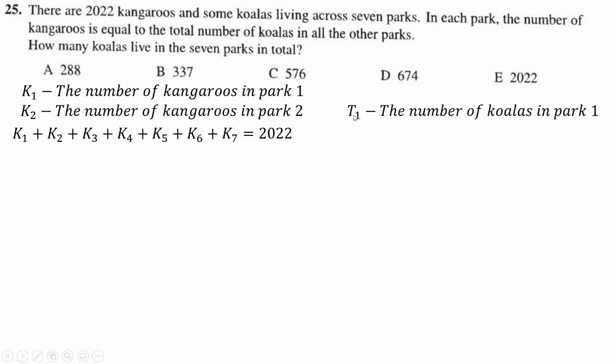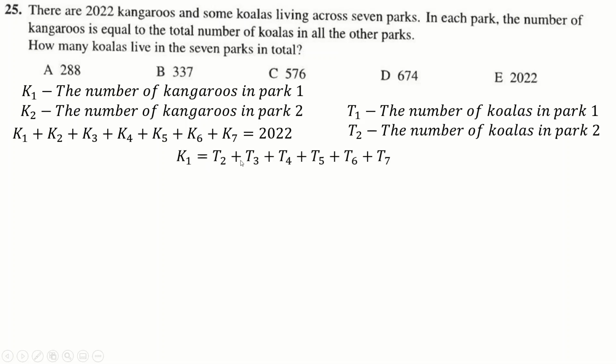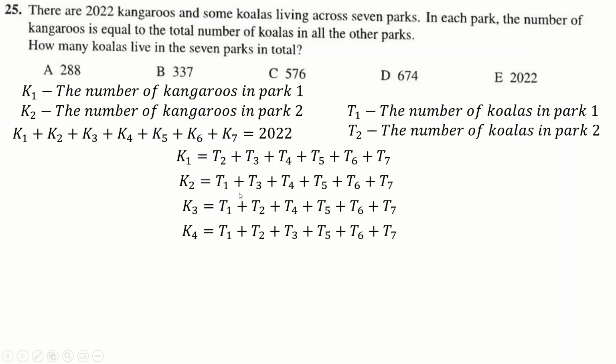Now, I'll call koalas T. T1, the number of koalas living in Park 1, T2, and so on, all the way to T7. Now, what this says is in each park, so in Park number 1, the number of kangaroos there is equal to the sum of the koalas in all the parks other than Park 1. So K1 is equal to T2 plus T3 all the way to T7. The sum of the koalas in every other park aside from the park that you're looking at. And likewise, K2 is equal to all the koalas that aren't in 2, so just miss 2. And keep going along, missing the 4, missing the 5, all the way along.